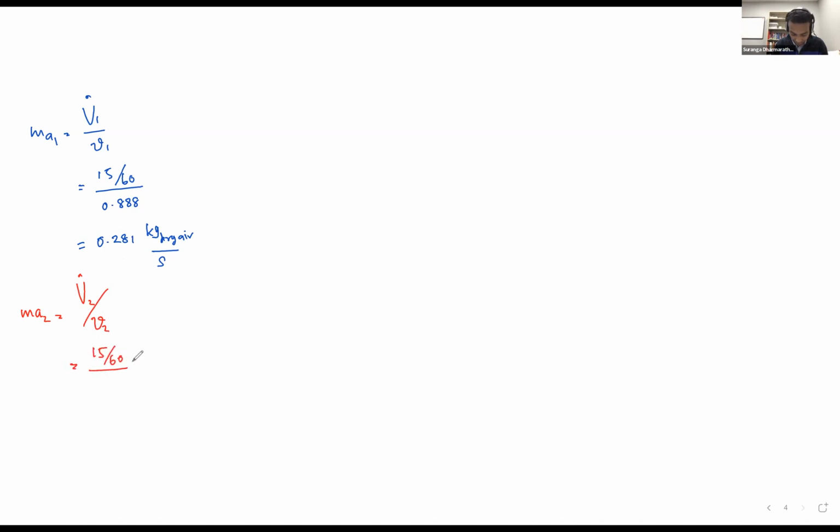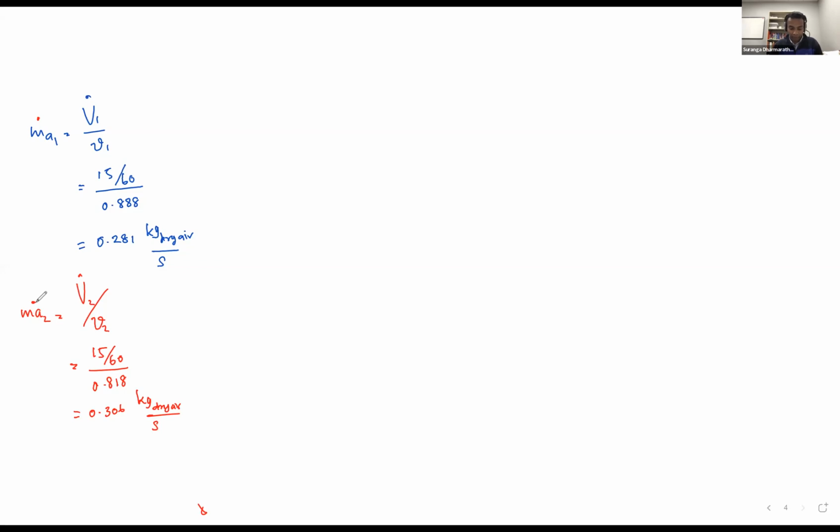Okay, and then we can find MA2, that is V2 dot divided by v2, that is 15 divided by 60. Again, the same volume flow rate, but different specific volume, 0.818. So it's 0.25 divided by 0.818, which is 0.306 actually. So this is 0.306 kilogram of dry air per second. Okay, so these are the MA dots actually.